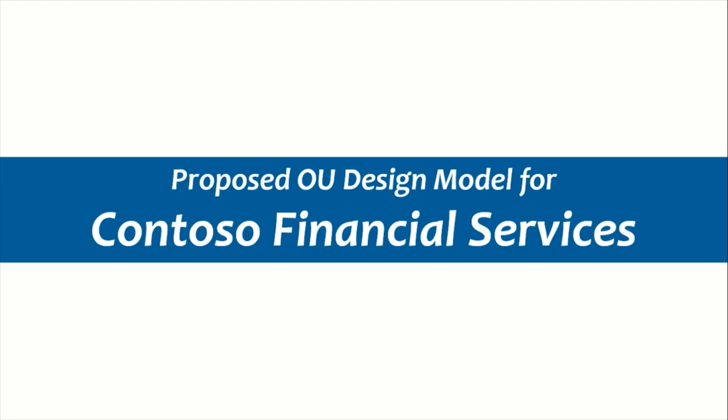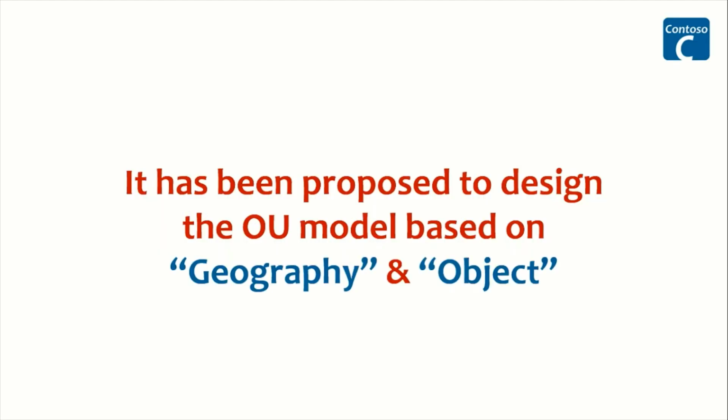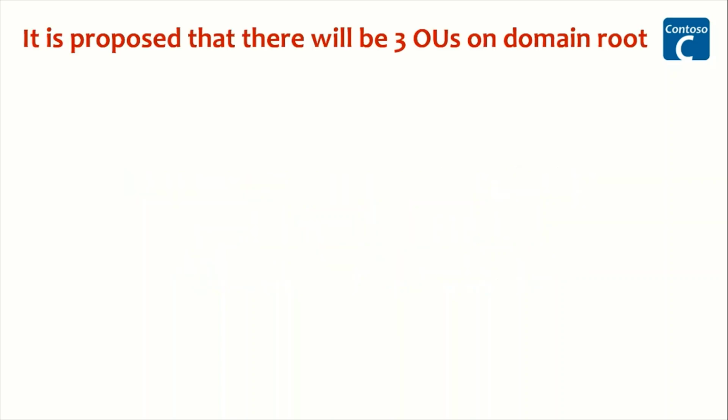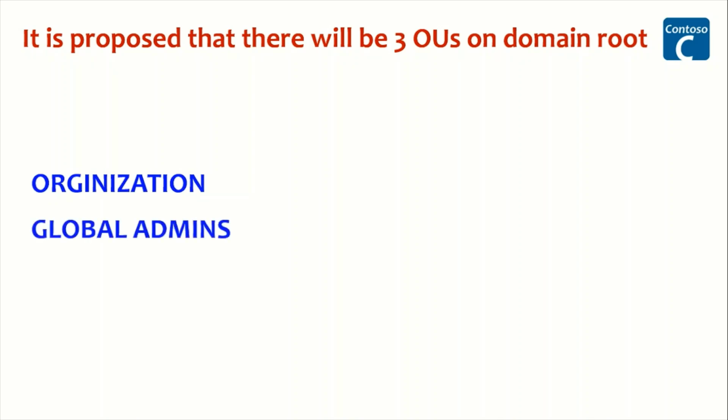So let us look at the proposed OU design model for Contoso Financial Services. It has been proposed to design an OU model based on geography and object. So there is a mixed bag of geography and object, which is the proposed model for Contoso Financial Services. It is proposed that there will be three OUs on the domain root, namely organization, global admins, and service accounts. So there will be three OUs present on the domain root.